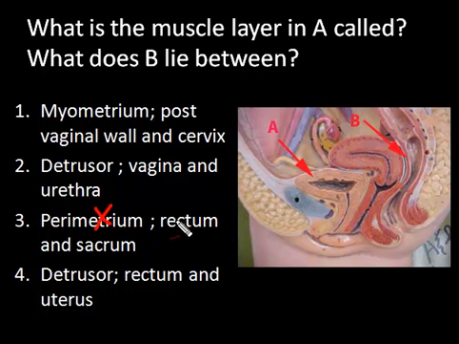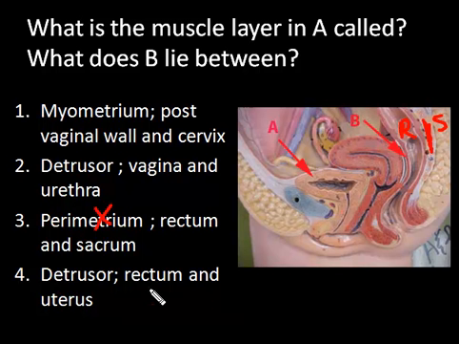And the second part of the statement is also wrong, because it's suggesting that this is lying between the rectum and sacrum, which means posterior to the rectum. Between the rectum and the sacrum means this area. But that's not where the arrow is lying. The arrow is anterior to the rectum. It's lying between the rectum and the uterus.